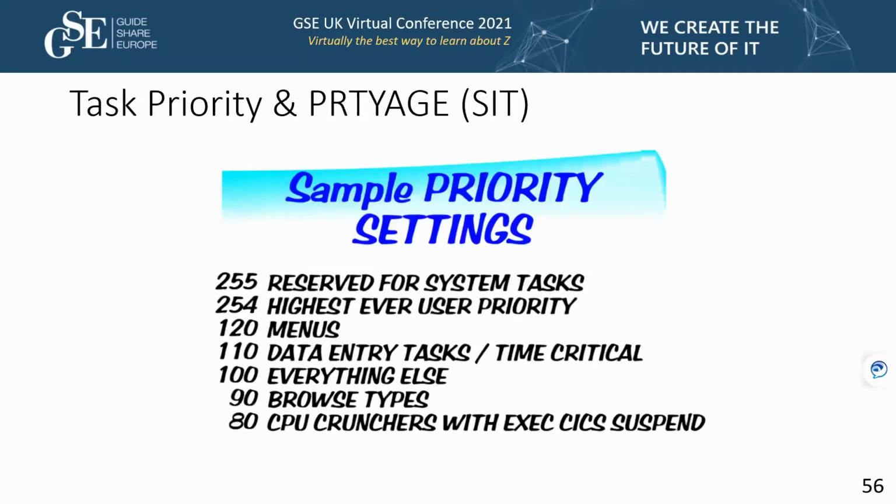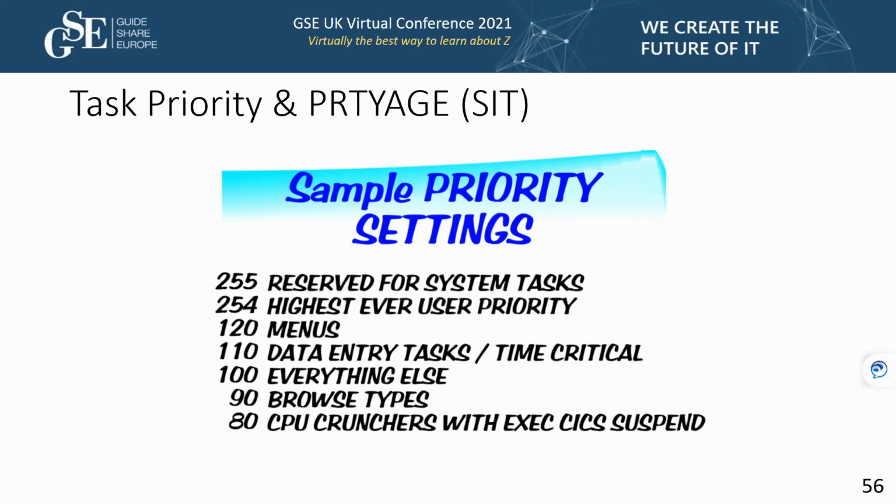What about task priority and priority aging, which is set in the SIT? Well, first of all, what I find today is most customers do not set task level priorities. They have the system ones set, like CEMT is the highest priority, but how do priorities actually work, and do they have any value today?